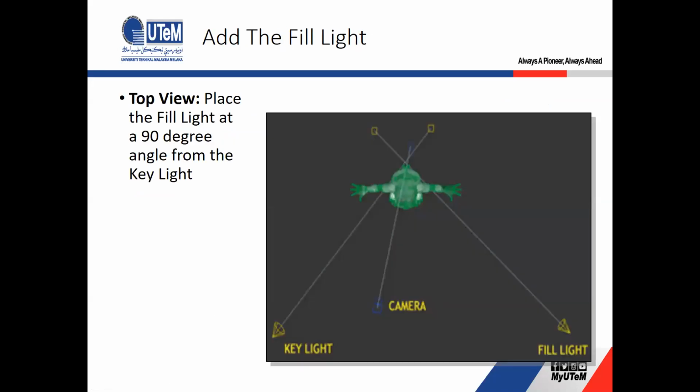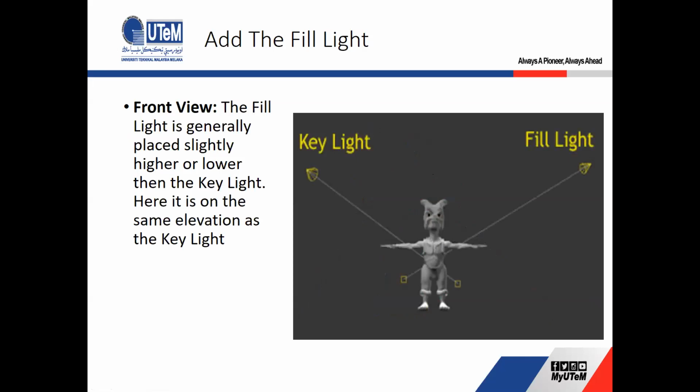Top view: place the fill light at a 90 degree angle from the key light. See, this is the key light. This is 90 degrees, almost 90 degrees, something like that. This is our camera. So from this side and this side it can also get the light. Front view: the key light is here, the fill light is here. So this object can be clearly seen.